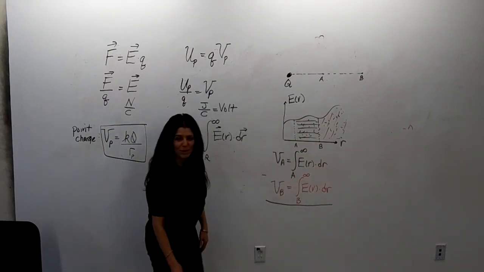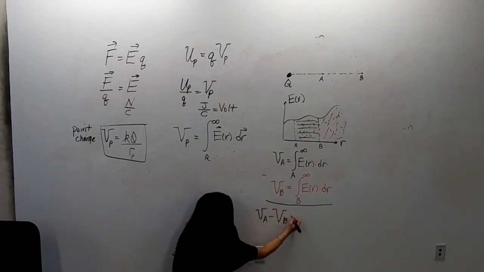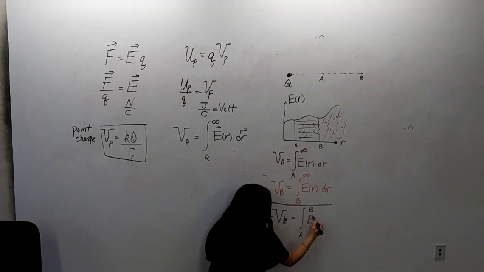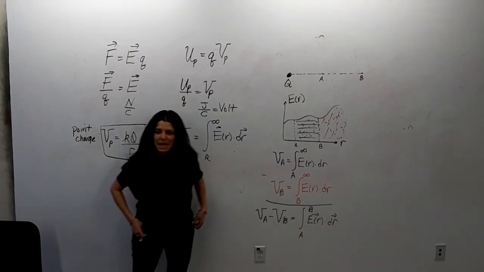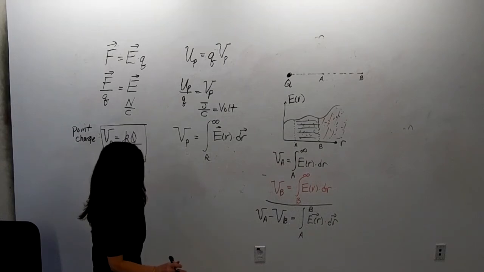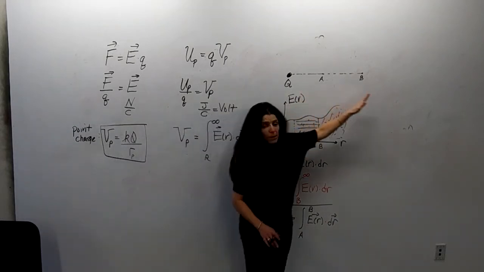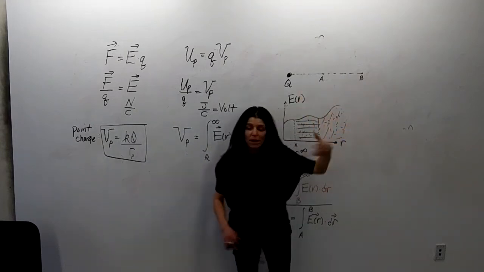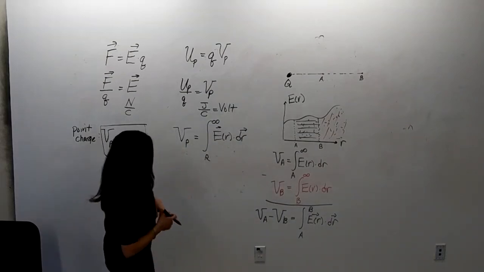Can you see if I write below this? Then you get V of A minus V of B is just going to be the integral from A to B of E of R dr. That is the most important result of this whole thing. The amount of work the field does per unit charge in moving a charge from point A to point B is just equal to the definite integral from A to B of the electric field over that distance. That's so important, I got to write it somewhere else.